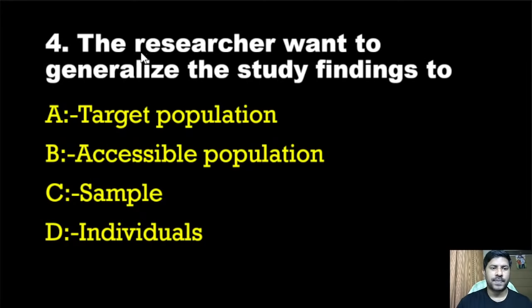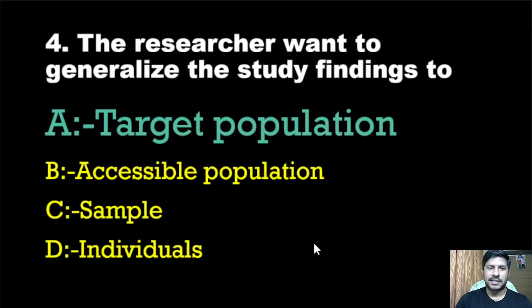Then fourth question. The researcher wants to generalize the study findings to: target population, accessible population, sample, individual. This question is from the nursing research subject. Correct answer is option A, target population.